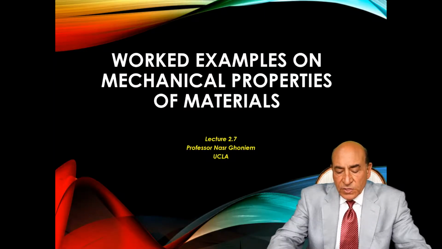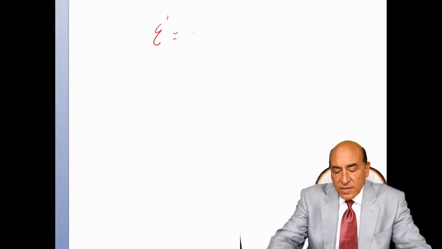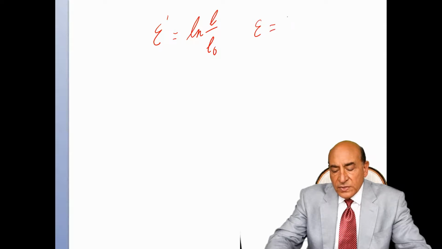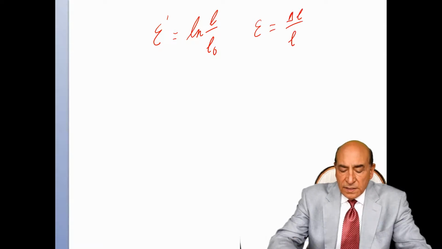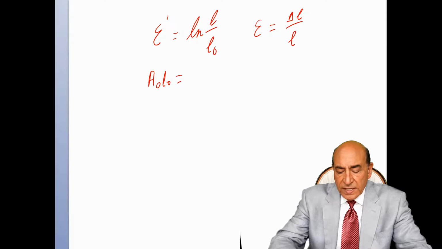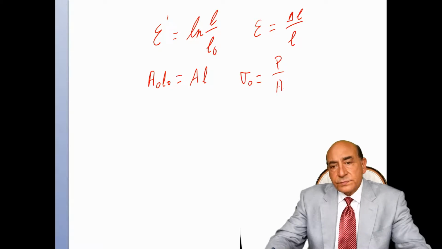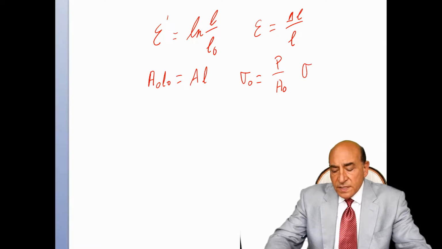And the formula, for example, for the logarithmic strain is the natural log of L over L0. The formula for the engineering strain is delta L over L. We also know that A0 L0 is roughly equal to A times L. We also know that sigma 0 is P over A0. And we know that sigma, which is the true stress, is equal to P over A.